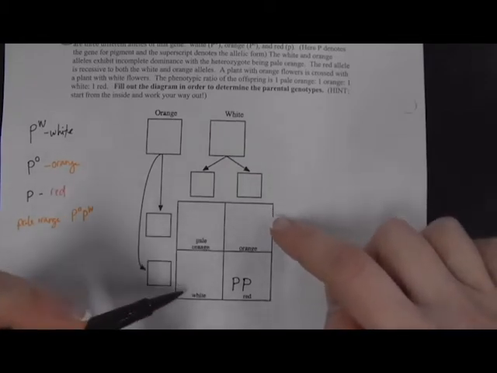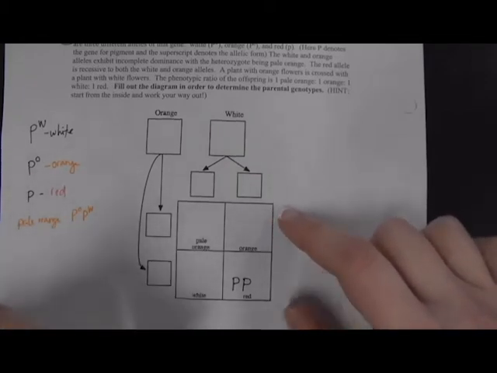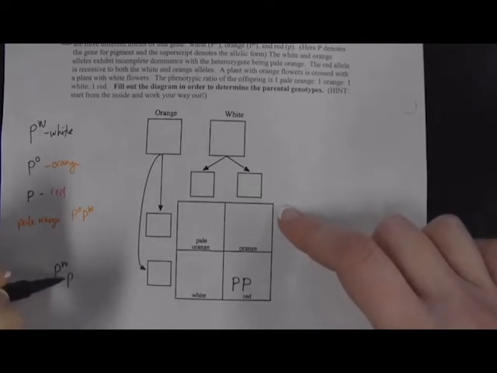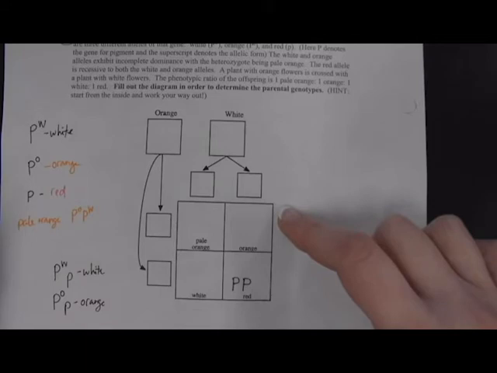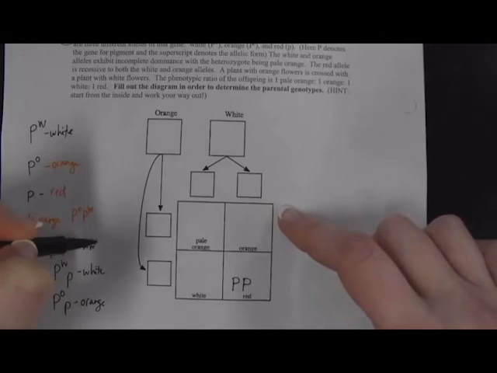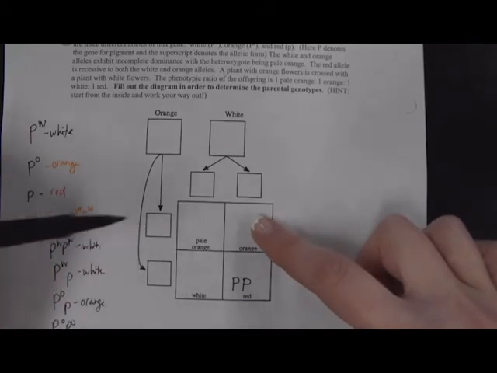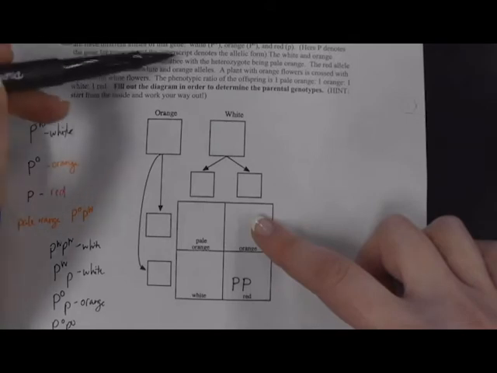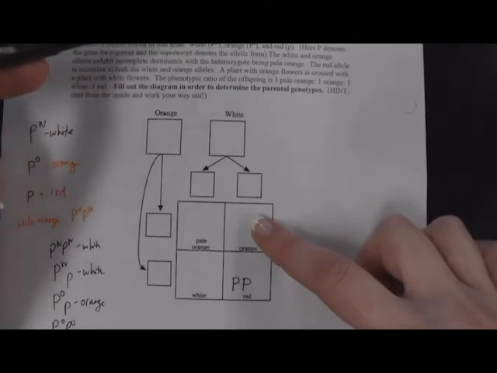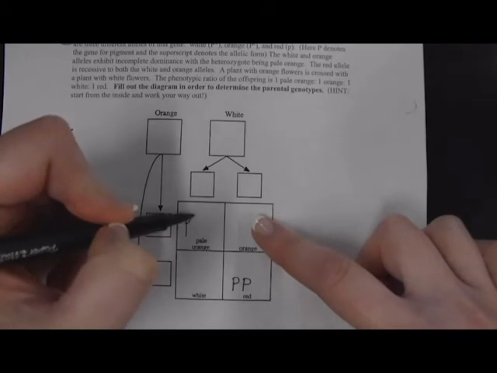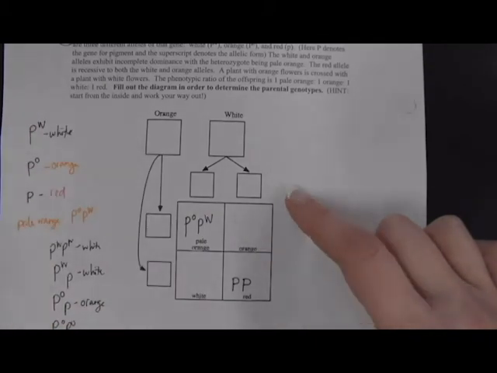White and orange, we could have maybe a big P with a W and a little p. That could make white. We could also have big P with an O and a little p. That could make an orange. So you can have homozygous dominant or heterozygous dominant. So we don't really know what our white and orange are yet. But we do know pale orange because it said that it shows incomplete dominance if you have an orange allele and a white allele. So we know that we're going to have a big P with an O and a big P with a W.